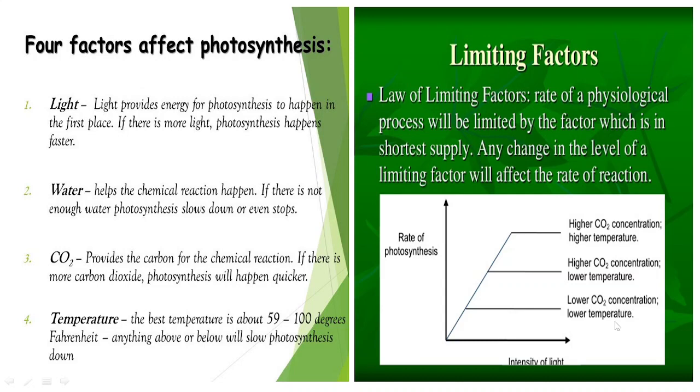So I repeat, the law of limiting factors means that when a number of factors are influencing a process, the factor which is in least quantity will have the maximum effect on the rate of the reaction. That is the law of limiting factors, and these are the four factors that affect photosynthesis. So with that we come to the end of the series of lectures on photosynthesis.